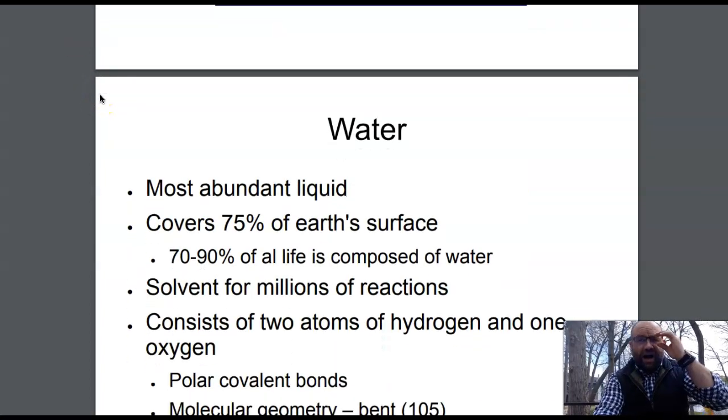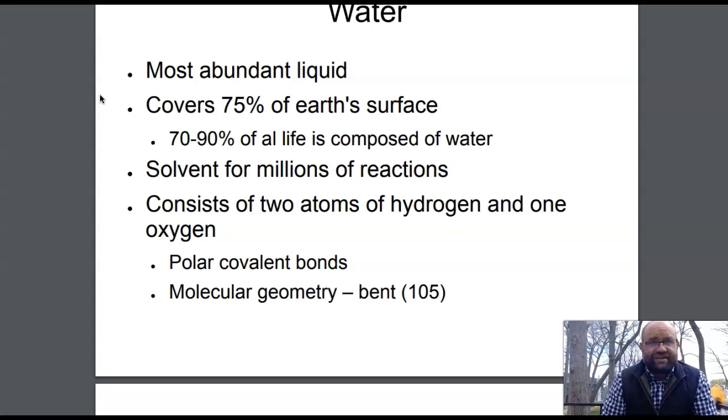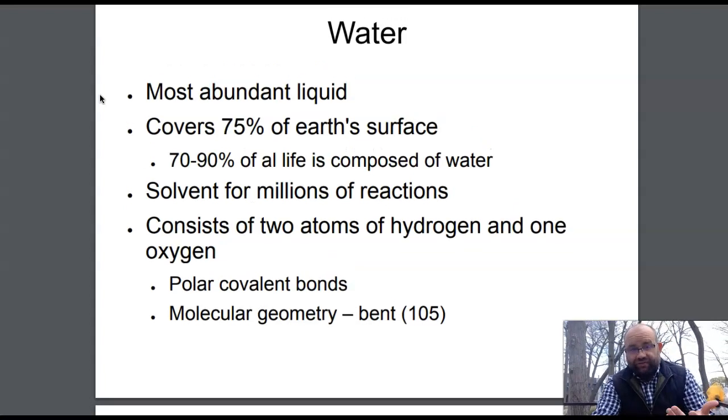Water is incredibly important. It's the most abundant liquid on the Earth, covering about 75% of the Earth's surface. 70 to 90% of all life is composed of water, where we find that water interstitially, so between the tissues. It's also the medium for tens of thousands of biochemical reactions. So it's incredibly important for life.